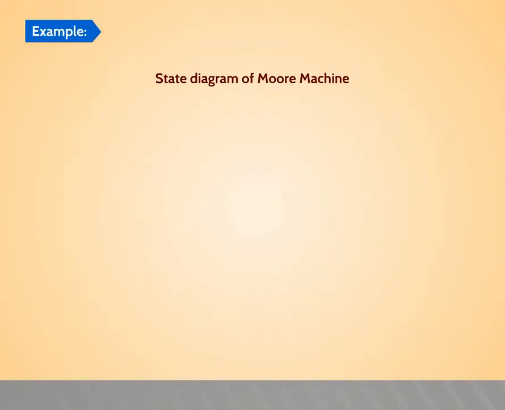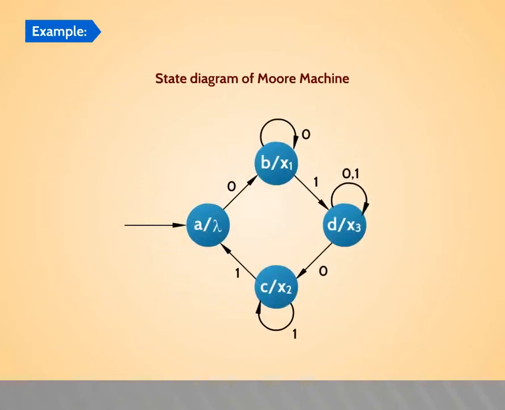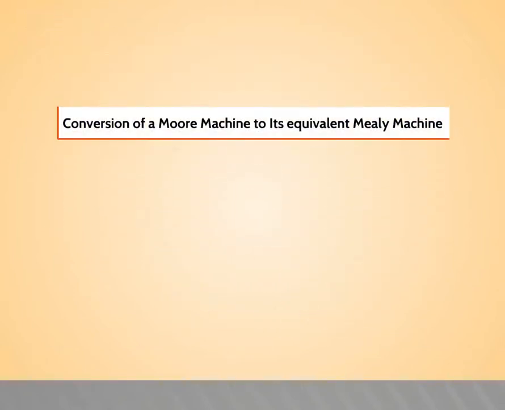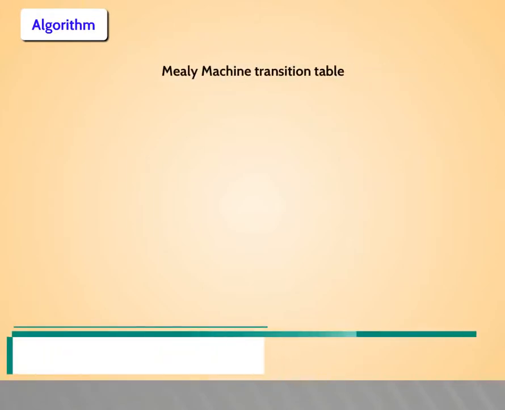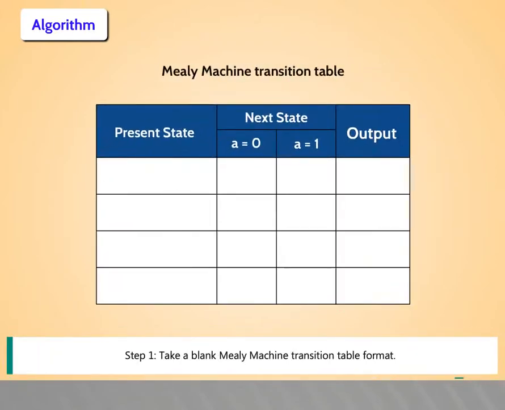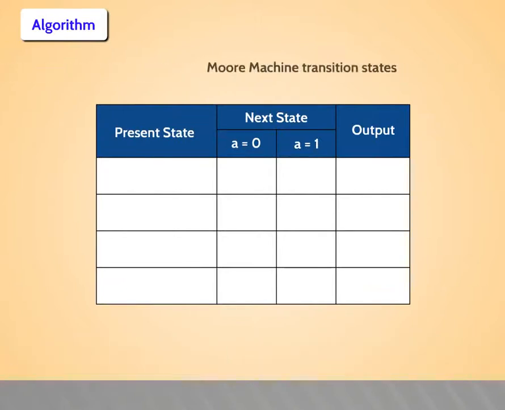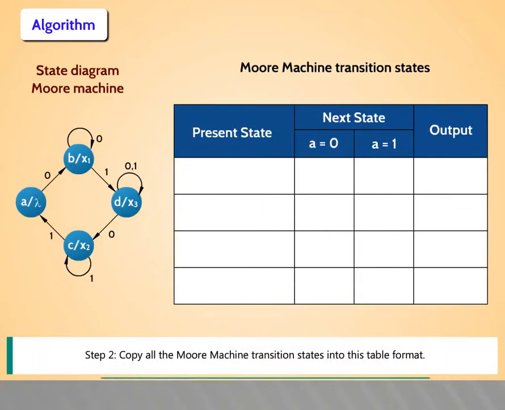Example: state diagram of a Moore machine. Conversion of a Moore machine to its equivalent Mealy machine. Input: Moore machine. Output: Mealy machine. Algorithm. Step 1: Take a blank Mealy machine transition table format. Step 2: Copy all the Moore machine transition states into this table format.